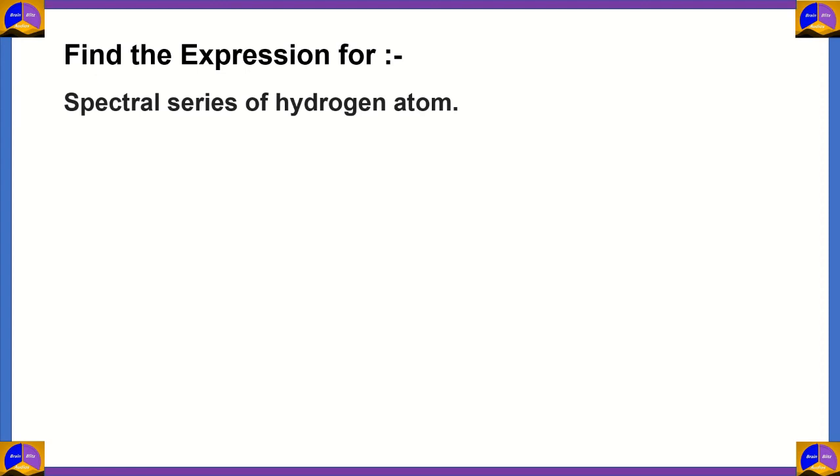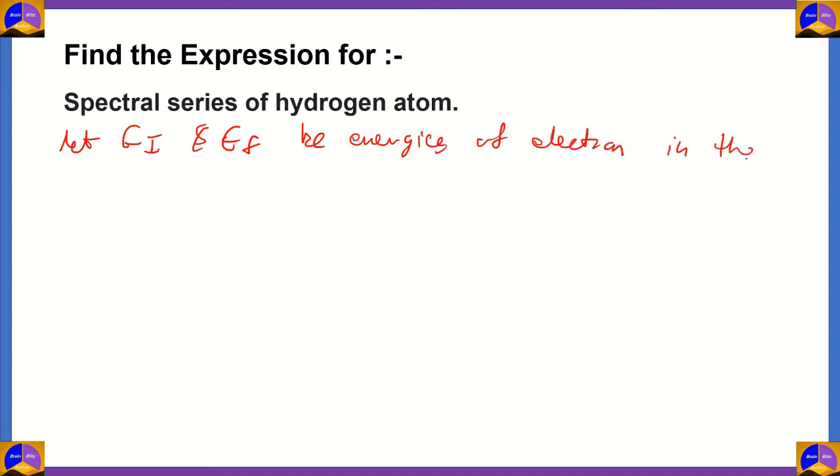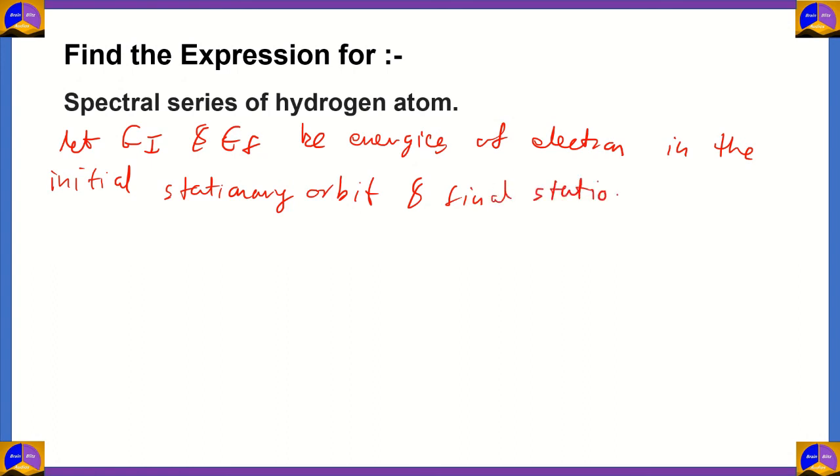So the first thing that we need to write is: let Ei and Ef be energies of an electron in the initial stationary orbit and final stationary orbit. Now the initial stationary orbit has the principal quantum number ni.